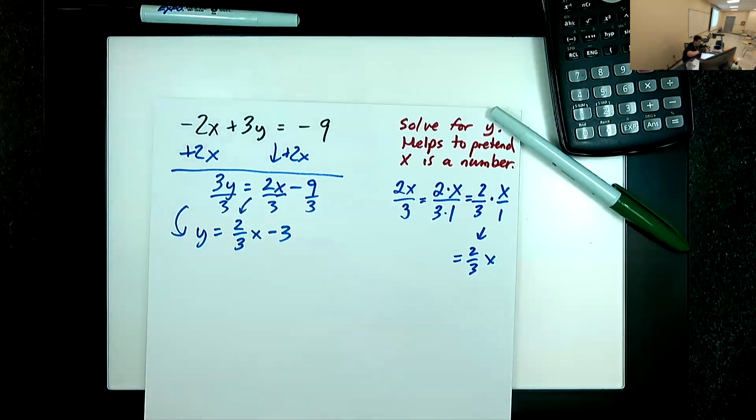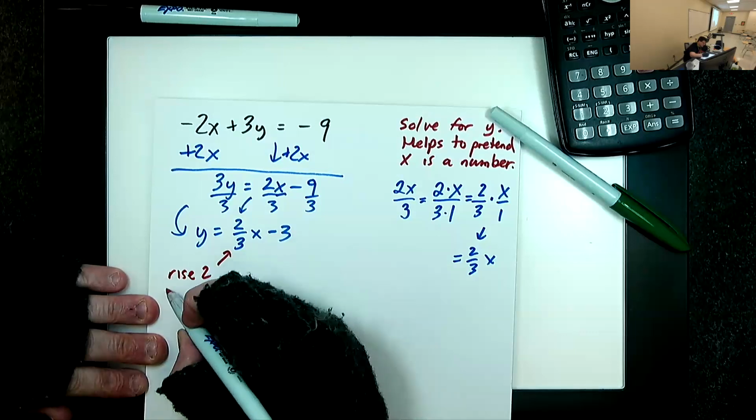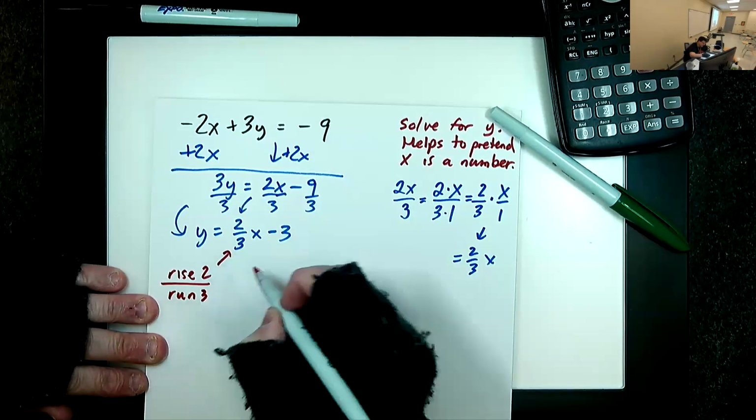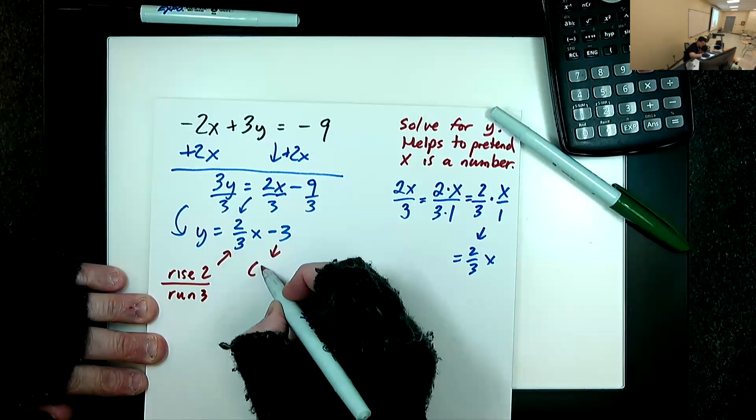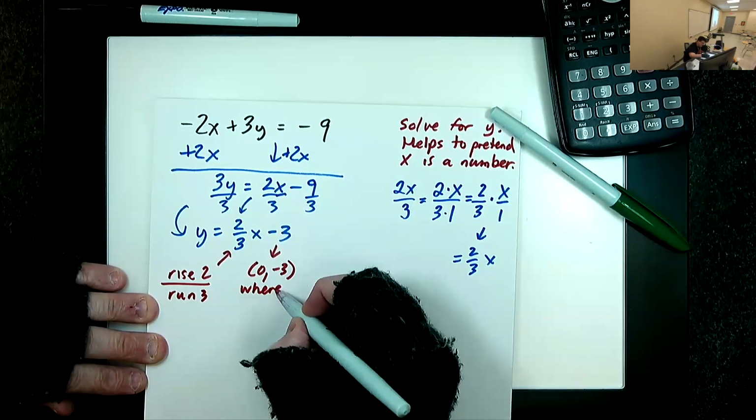But now this gives me a slope. I have a rise of 2 over a run of 3. And I have a point here, this is (0, negative 3). It's where it crosses the y-axis.